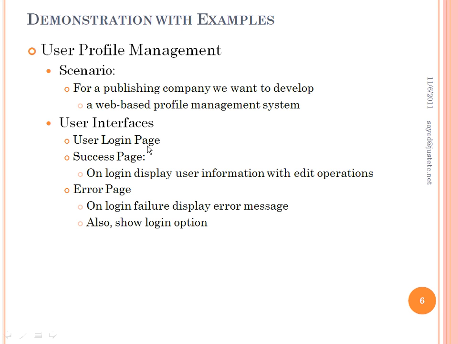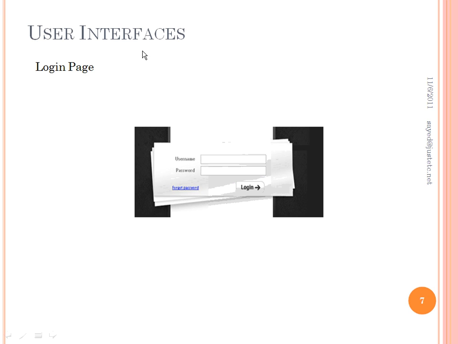So what are the user interfaces for that application? There will be a user login page where the users will log in, and there will be a success page. After login is successful, the user information will show up, and the user will be able to edit it. So there will be an edit form, and on error we will display an error message that the user does not exist, or the user ID or password did not match, or the user name field is empty. We also show the login option again if the user makes a mistake, so we come back to the login page and show some error or warning message. Okay, this is the user interface for the web application.